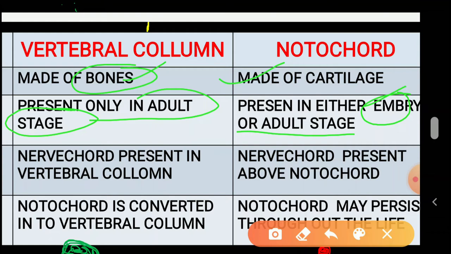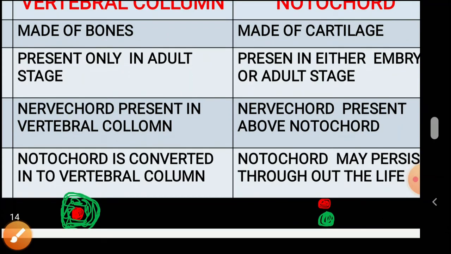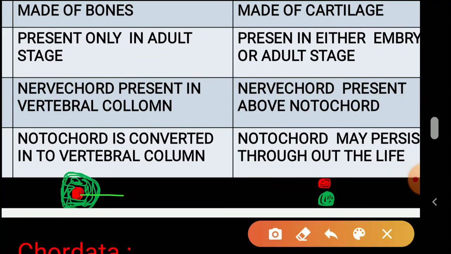Alright. Next, the nerve cord is present inside the vertebral column. Remember this one. Here is the diagram. This one is a nerve cord present in the vertebral column. This is our nerve cord for the nervous system, and outside it is the vertebral column, made up of bones. While here, the nerve cord is present above the notochord. This one is a notochord. So these are two different structures. In the vertebral column, both are embedded and attached to each other.